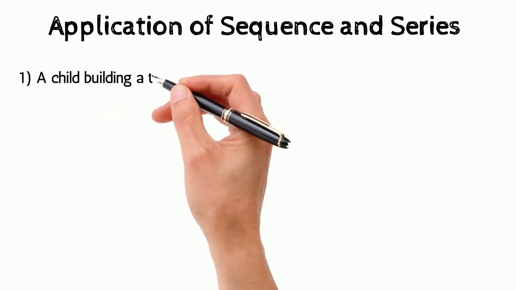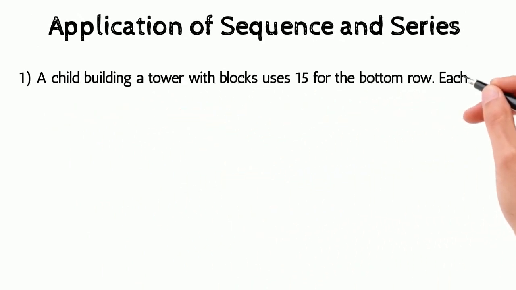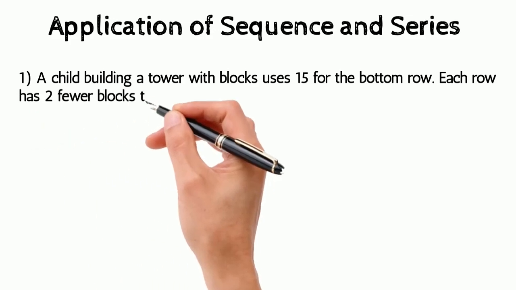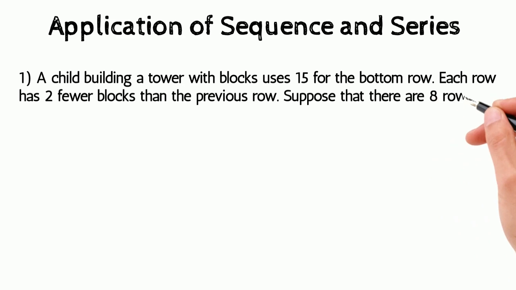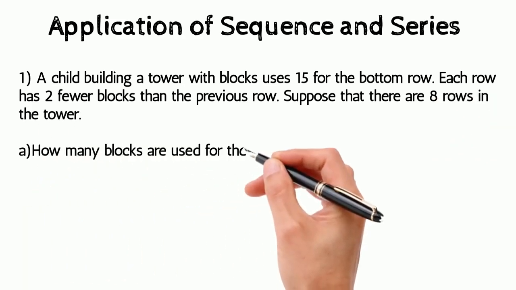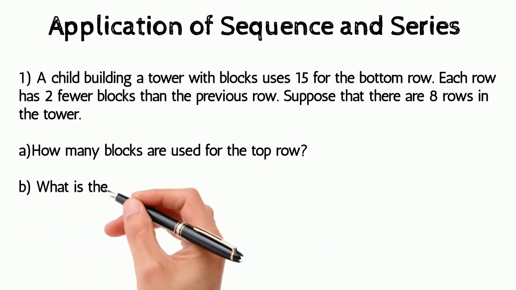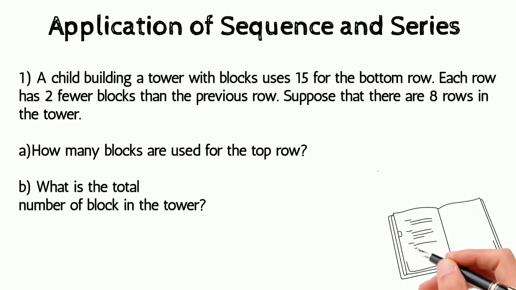Application of sequence and series. So for number A, a child building a tower with blocks uses 15 blocks for the bottom row. Each row has 2 fewer blocks than the previous row. Suppose that there are 8 rows in the tower. So for A, how many blocks are used for the top row? And B, what is the total number of blocks in the tower?